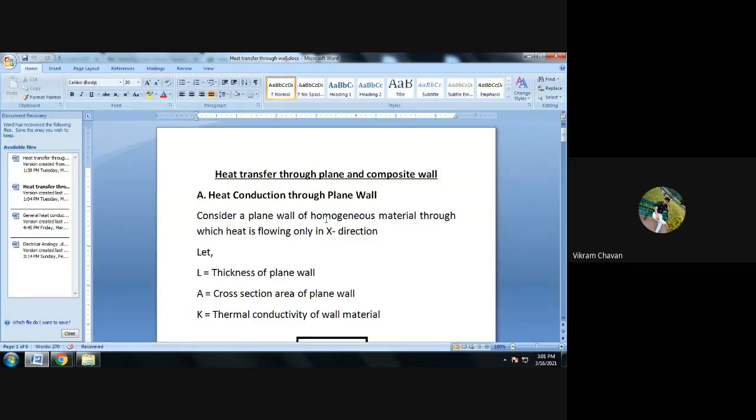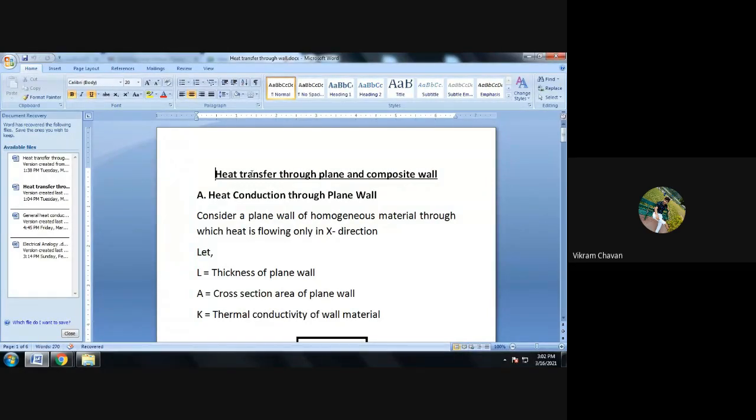Now, in today's lecture, we are going to understand the first object of this chapter, that is the plane wall, heat transfer through a plane wall. We will cover the derivation related to that and how to determine the temperature variation in a rectangular shape material, or we can say in a plane wall, in a composite wall, or in a slab. That is our objective, and for that purpose, consider the heading: heat transfer through plane wall and composite wall.